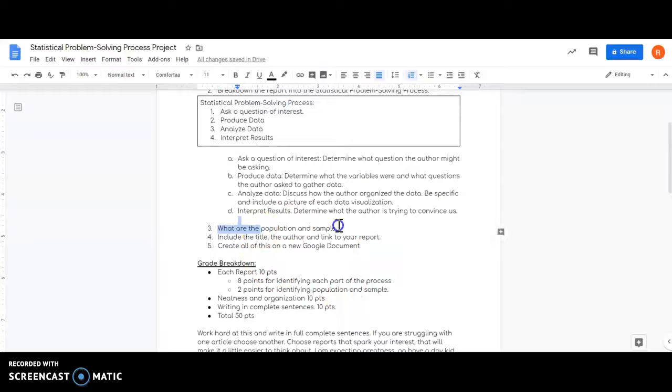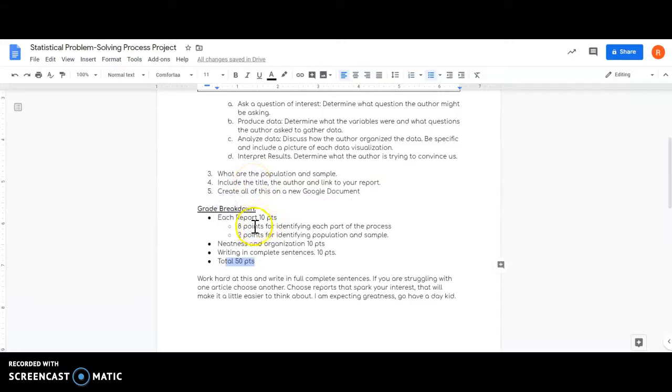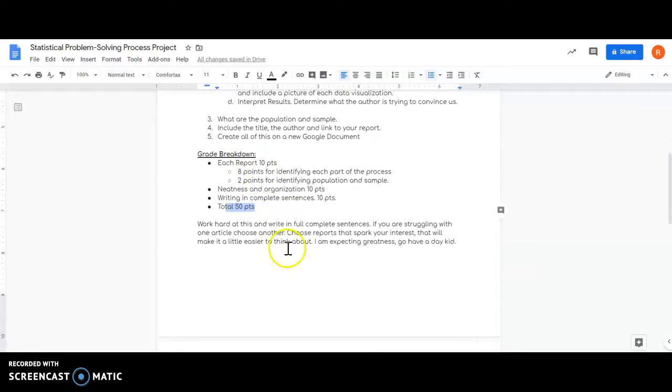I also want you to tell me the population sample. So all of this stuff is included in the points. It's 50 points, and in the project, the biggest category. Each report's 10 points. So if you do 3 articles, just like what I'm about to show you, you should just do fine.